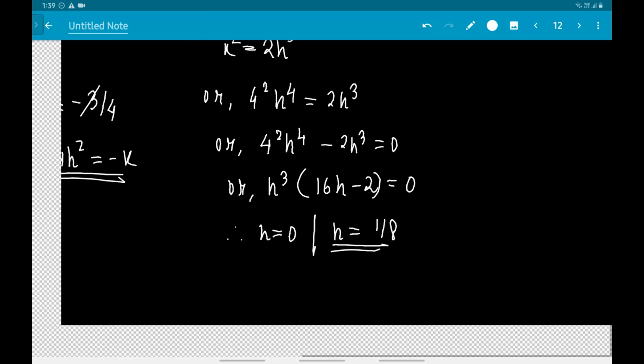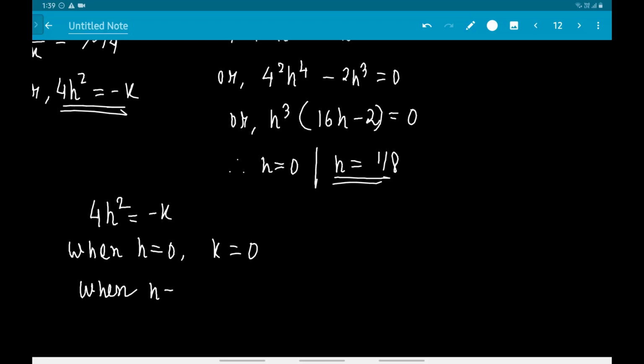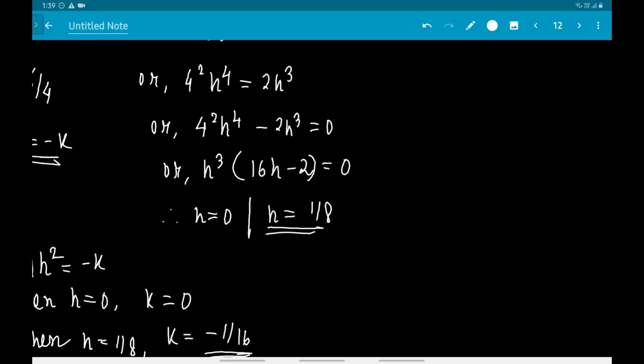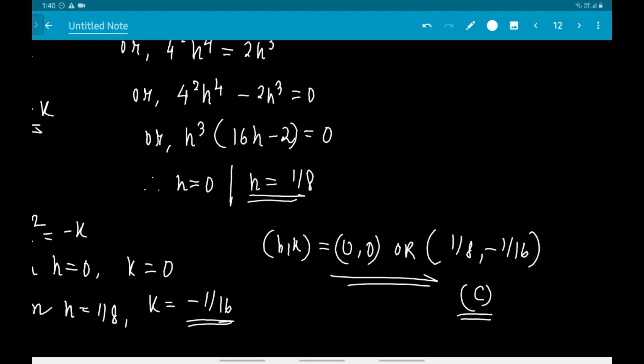Now the relation that we have got is 4h squared equal to minus k. So when h is equal to 0, k will also be equal to 0. And when h is equal to 1 by 8, then k, if you simplify this, will be equal to minus 1 by 16. So the possible values of (h, k) are (0, 0) or (1 by 8, minus 1 by 16). So this is the correct answer. The matching option is option C. This is the correct option.